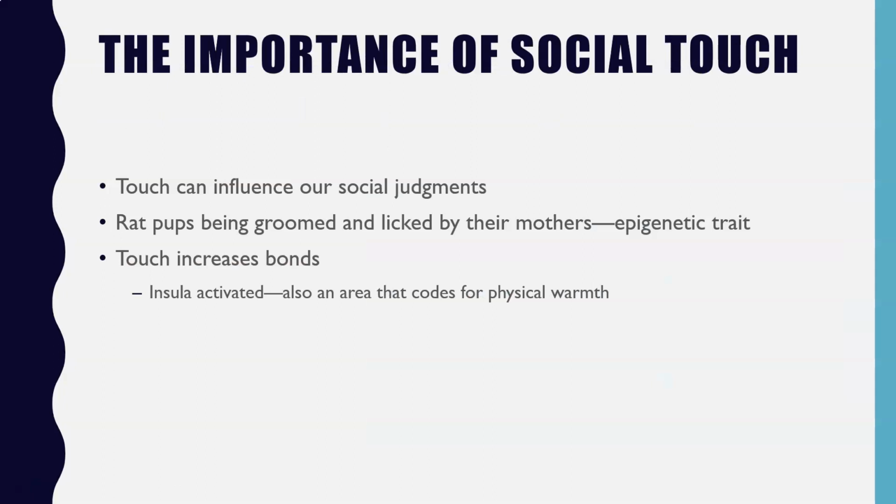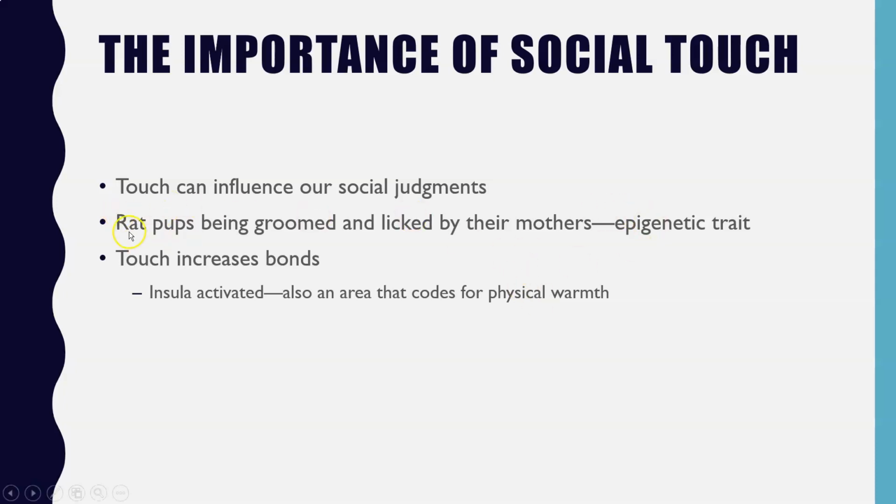So I want to close with one quick section about social touch. And one of the things that we find is that touch can often influence our social judgments. If we receive a touch from a person, we tend to think more warmly of that person. When we like somebody or we're fond of somebody, we tend to think about them in terms related to warm touch. And research has shown that social touch is very much an epigenetic trait.